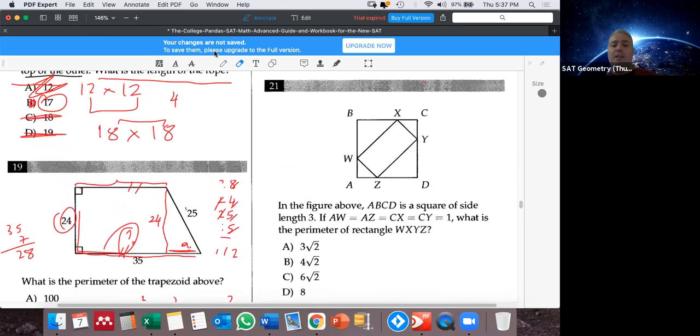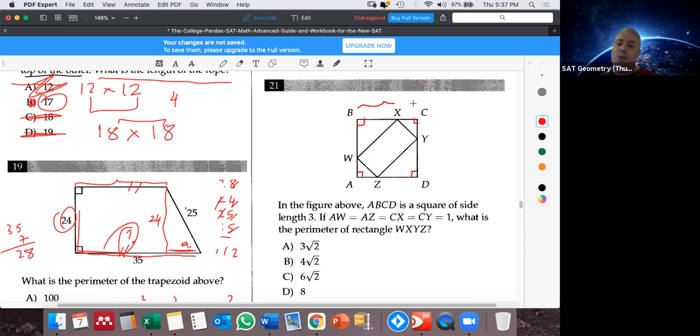21. In the figure above, ABCD is a square. Very good. If it's a square, we have 90 degrees everywhere and all the side lengths are equal. And the square has side 3. Good. So this is now all 3. And then AW is equal to AZ. This is equal to this, and it is 1. If this is 1, 2 left, 2 left. And then AZ is CX.